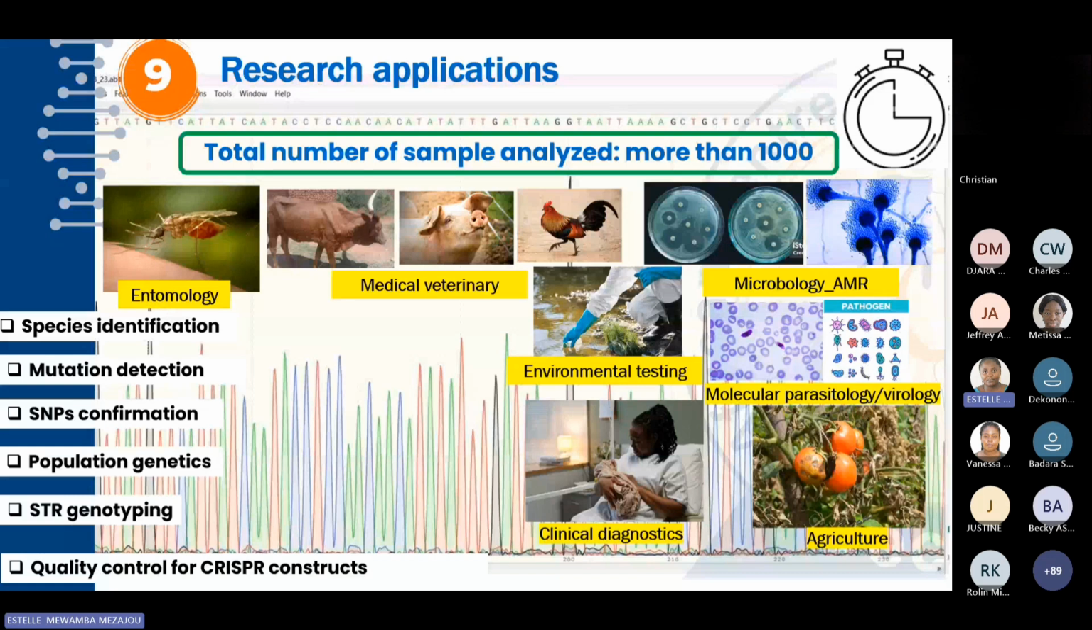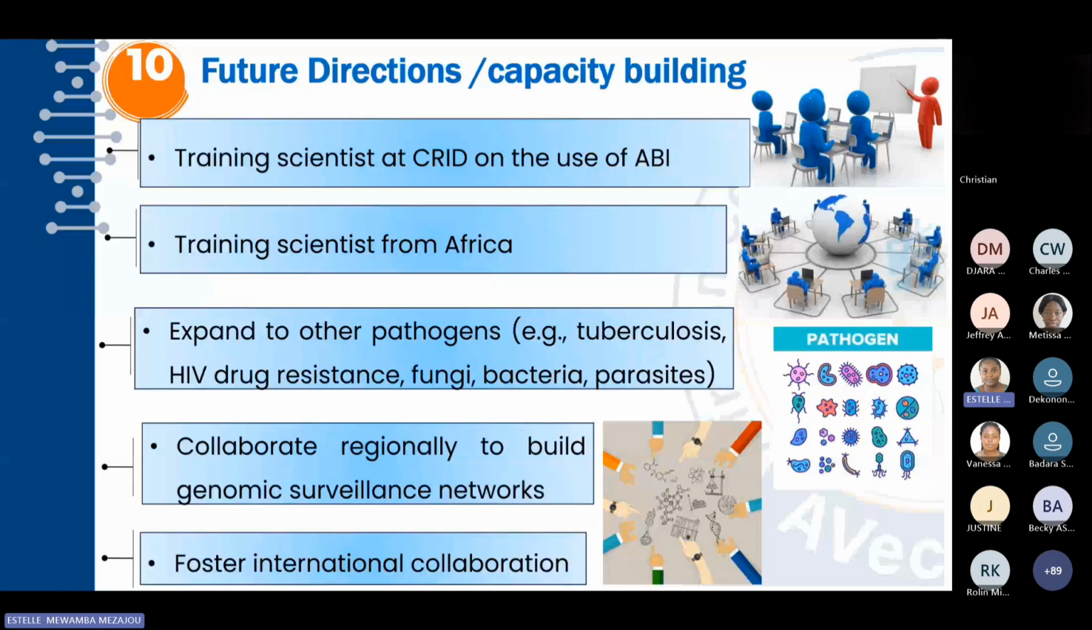So what are the future directions and capacity building opportunities using this equipment at CRID? First of all, the plan through the AVecGen project will be to train scientists, first of all in-house, in how to use the AB3500XL, and also perform training of scientists from Africa in order to capacitate them in using next generation sequencing technology or the Sanger sequencing platform in addressing research questions accurately.